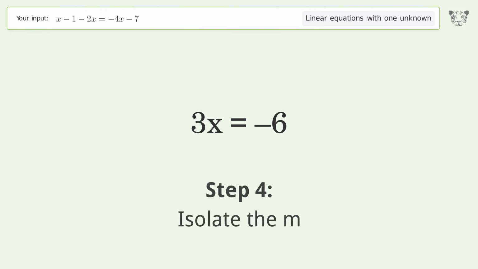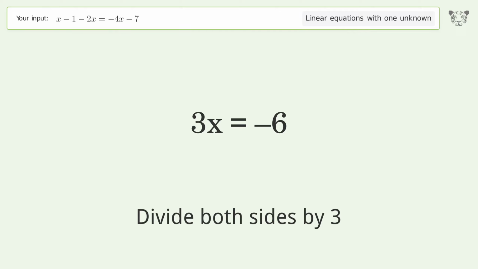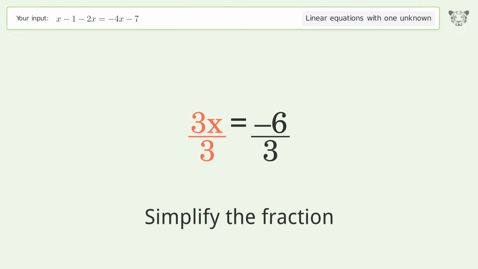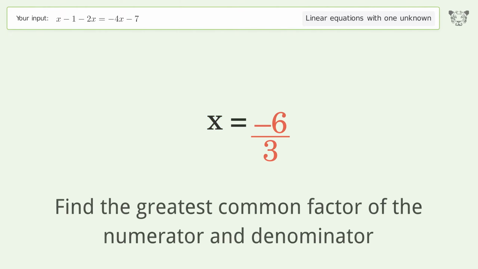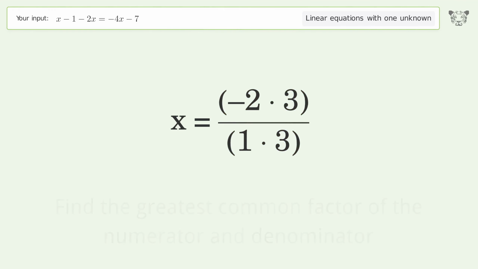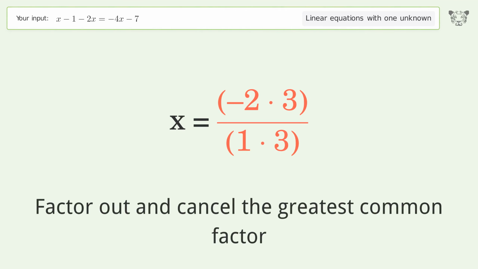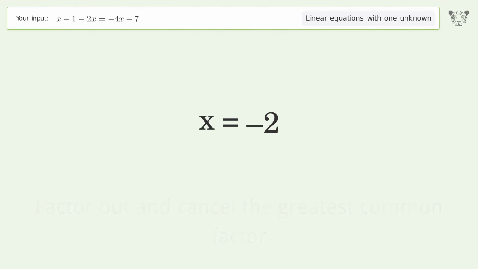Isolate the m. Divide both sides by 3. Simplify the fraction. Find the greatest common factor of the numerator and denominator. Factor out and cancel the greatest common factor. And so the final result is x equals -2.